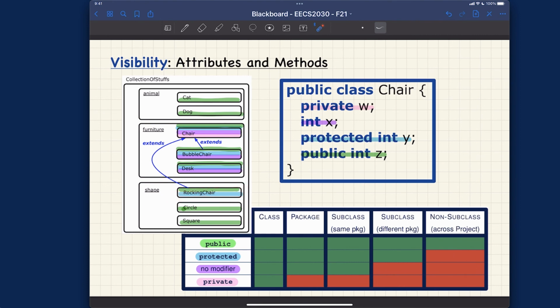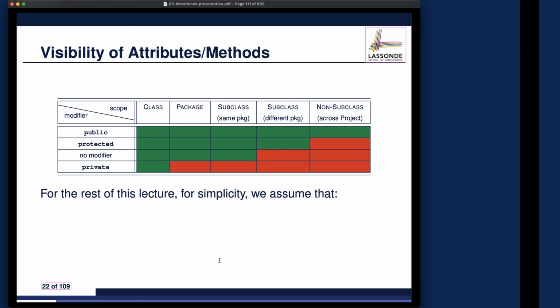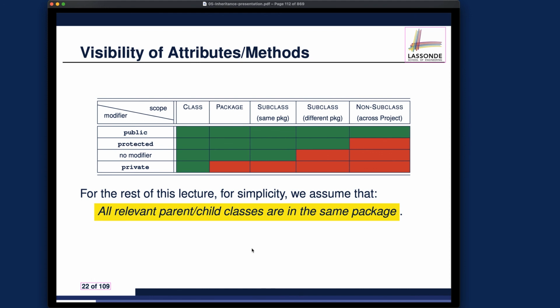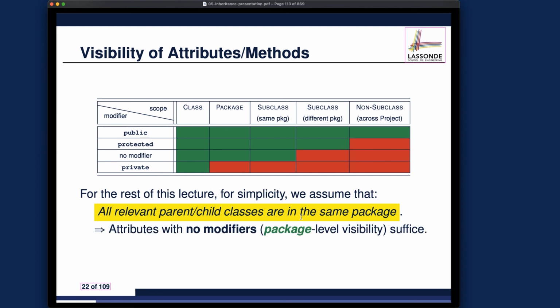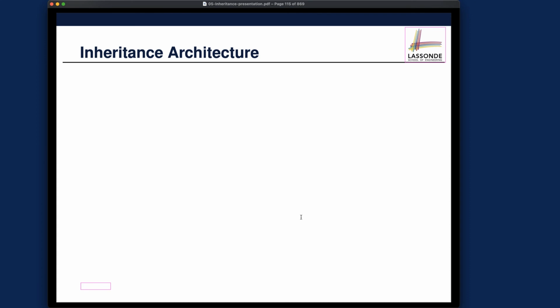Okay, and also you can see the summary table exactly over here. All right. So that's about what I want to discuss with you about the visibility of classes, attributes, and methods. For the rest of this lecture, for simplicity, we're going to assume that all the relevant parent and child classes will be in the same package, meaning that we just need package level visibility. There's no subclass in another package, in which case we might need protected, but we don't need that. So attributes with no modifiers and methods with no modifiers, so we can type less on the slides. All right, let's now talk about the third design formally.